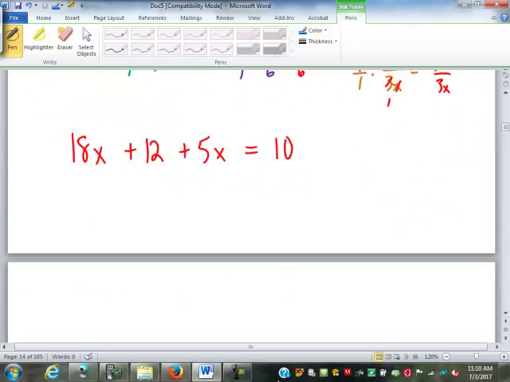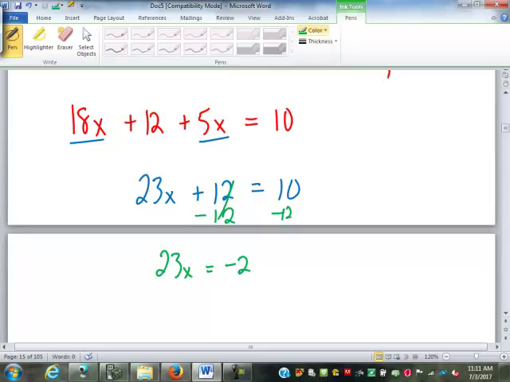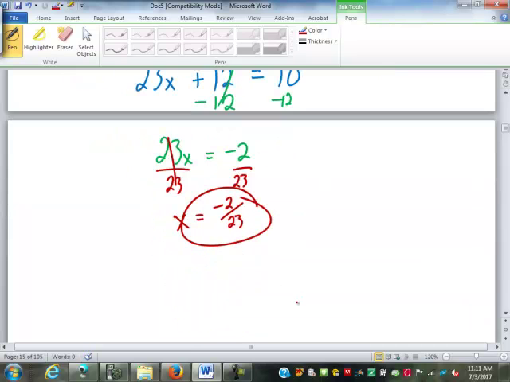Okay, now what? 18 and 5 make 23x. You got it. Plus 12 equals 10, and then subtract 12. 23x equals negative 2. And then divide by 23. Remember, we have to get rid of what's with the x. So negative 2 divided by 23 is negative 2 over 23. So x is negative 2 23rds.